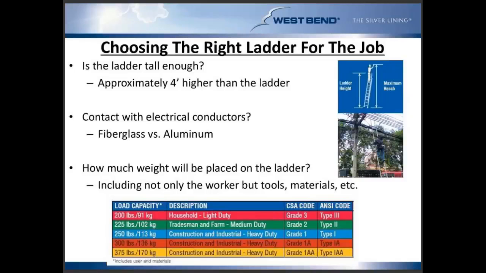Obviously the type 1 would be a better option, but the other thing that we do need to consider is not only the employee's weight that's being placed on that ladder, but what type of tools are they working with? What type of materials will they be handling? And in some cases, what type of clothes or personal protective equipment are they going to be wearing? All of that weight needs to be taken into consideration when choosing which ladder to use, to make sure, again, that it does not fail.